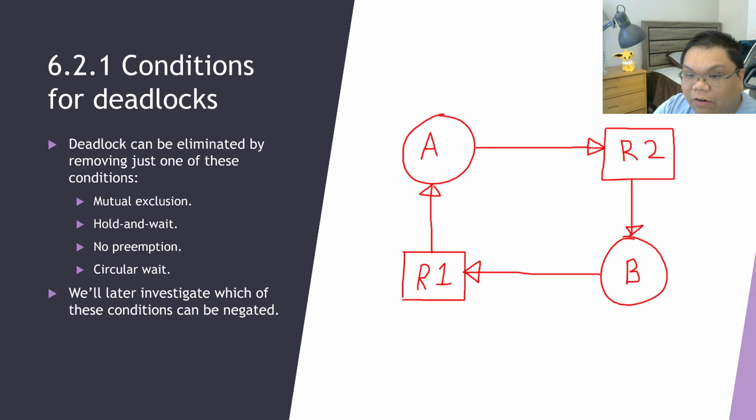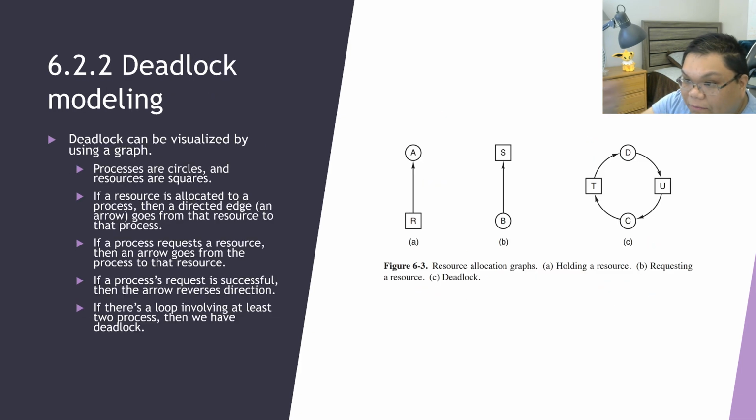So let's talk about that drawing earlier, this one. We can visualize deadlock by using a graph. Processes are circles, resources are squares. If a resource is allocated to a process, then a directed edge, basically an arrow, is drawn from the resource to that process. If a process is requesting a resource, then an arrow will be drawn going from that process to that resource.